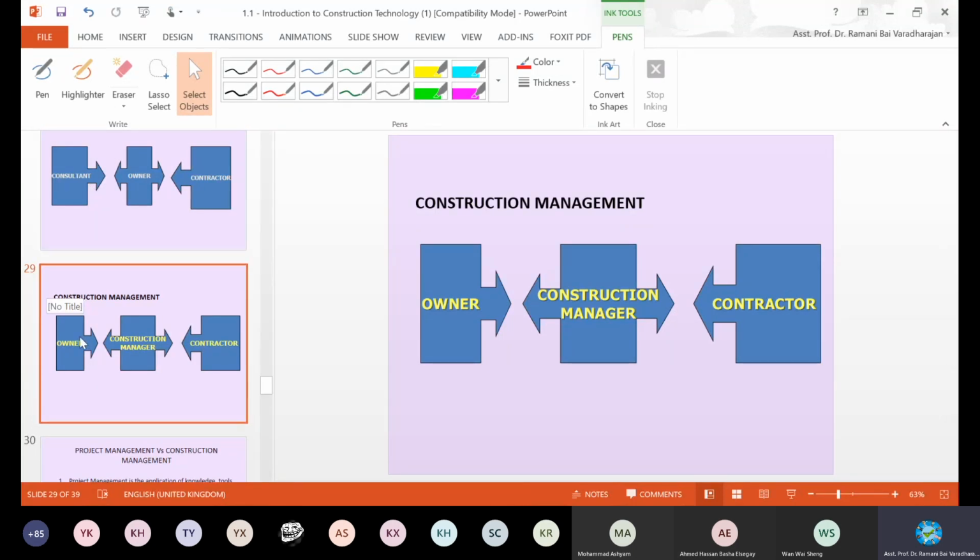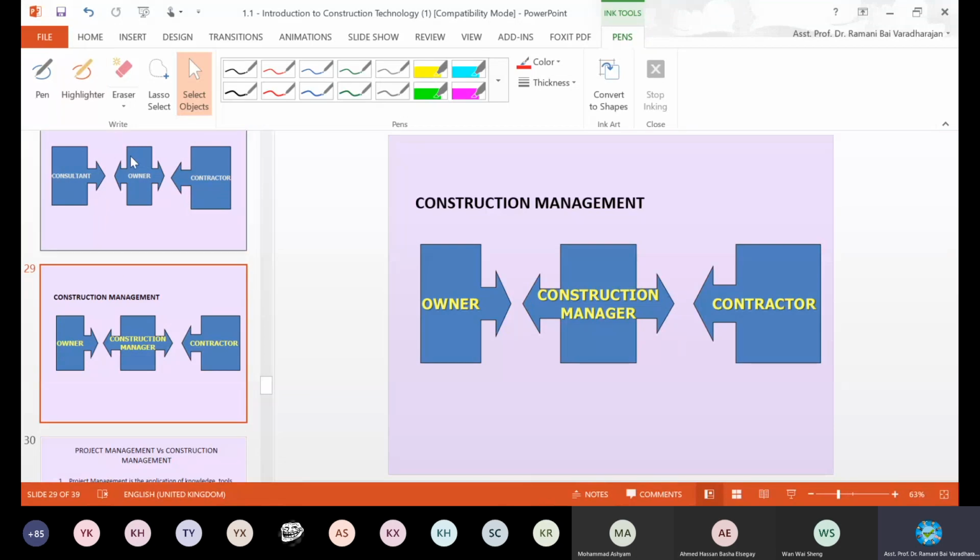If you see the difference: consultant, owner, construction manager, contractor. The contractor is the same place. At the end, the contractor is doing your work, delivering the job. Only at this place is it changing: consultant and owner. Here, consultant or construction manager and owner. So remember this location only. Only the consultant and owner get swapped in construction management. In construction management, the owner comes first.